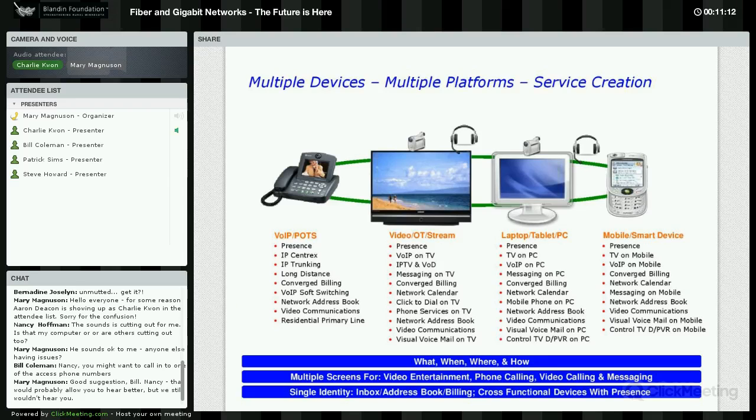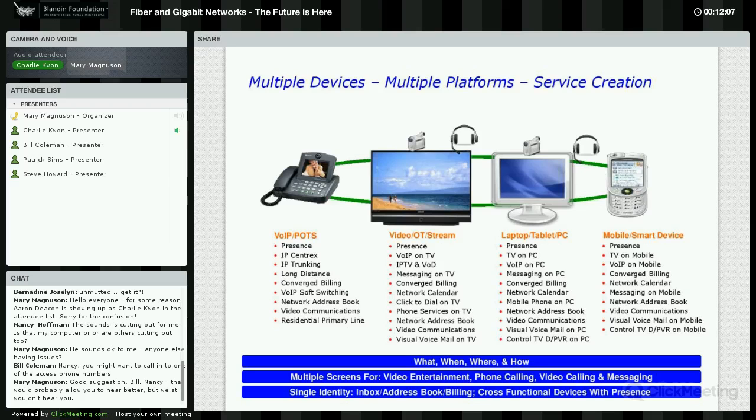If you look at the list of things about presence and IP, you'll see a lot of the IP-centric components that are in there. A lot of video, a lot of visual voicemail, things like this that you actually use, especially when you're using the mobile and in a vehicle, you don't want to be using your mobile while you're driving. So there are other aspects that you're going to use. When I talk to the millennials, that first line there, what, when, where, and how, they want everything very quickly, and they want it now. For most of the general public, they want to be able to look at multiple screens for video and entertainment, phone calling, video calling, and messaging, etc.